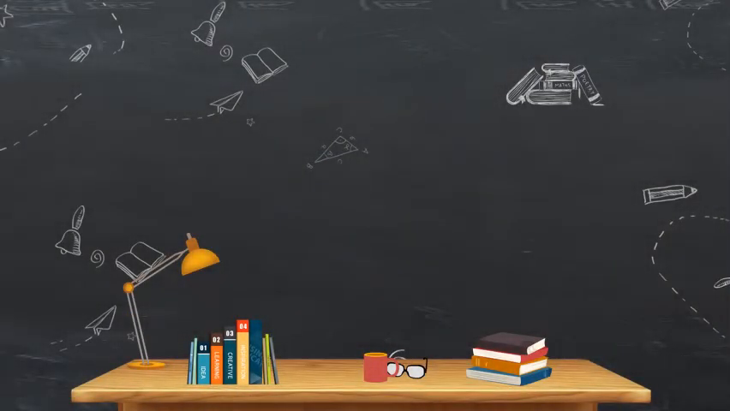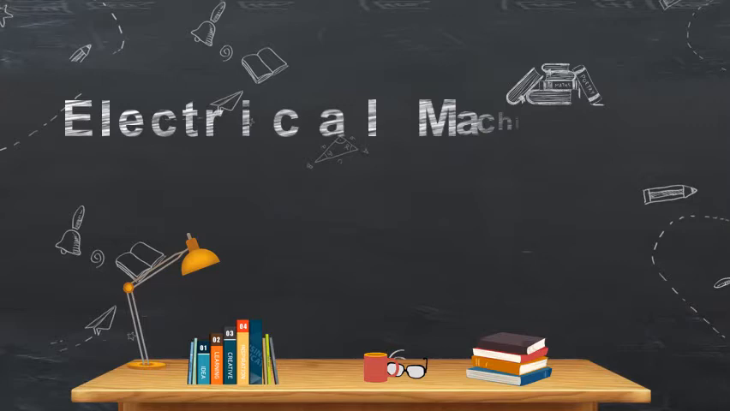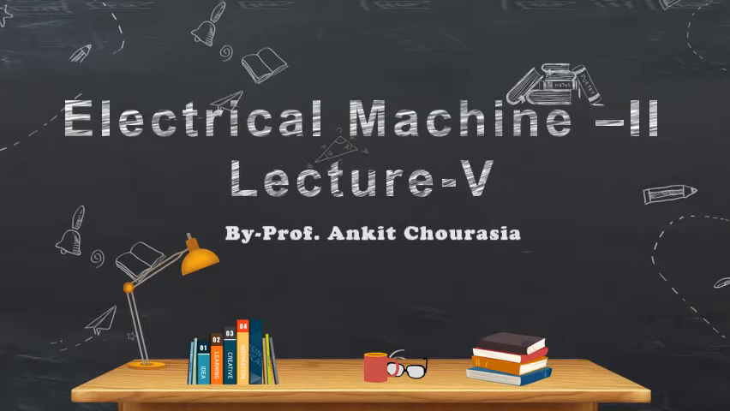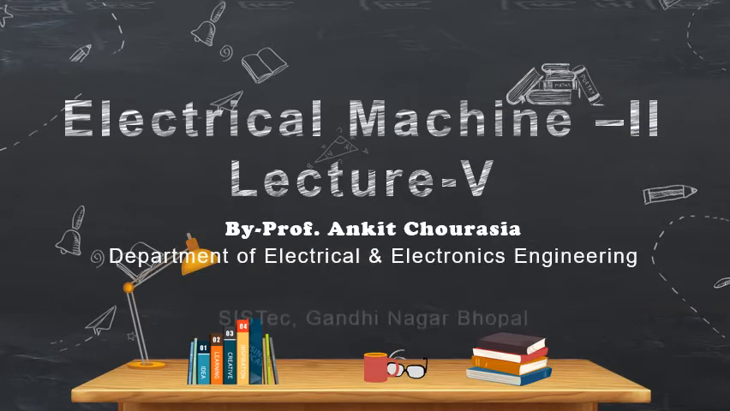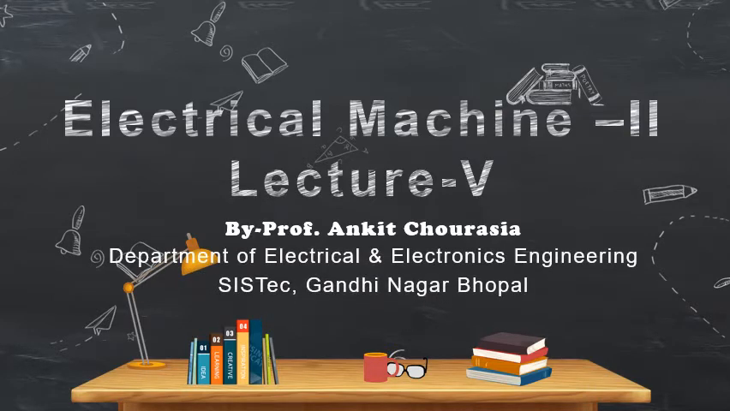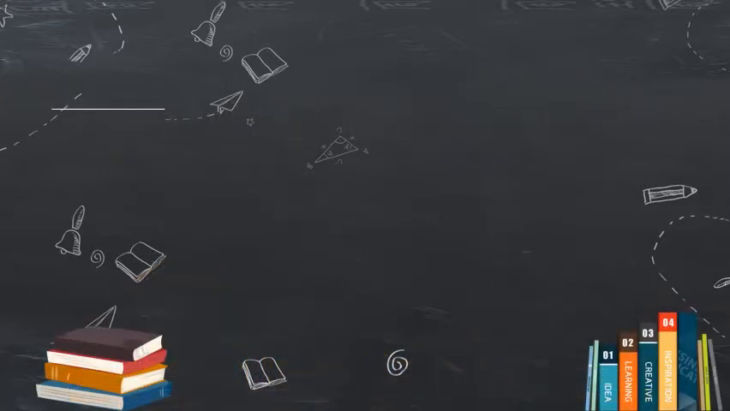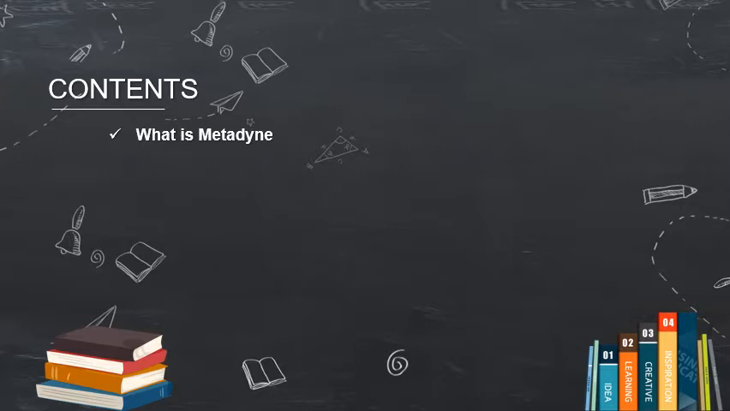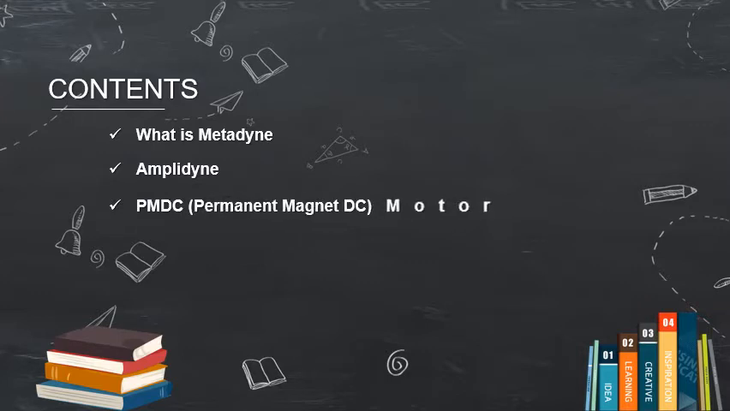Previous class, we discussed the performance characteristics of the DC generator. In this lecture, we will study what is metadyne, what is amplidyne, introduction of permanent magnet DC motor, and its classification, application, advantages and disadvantages.